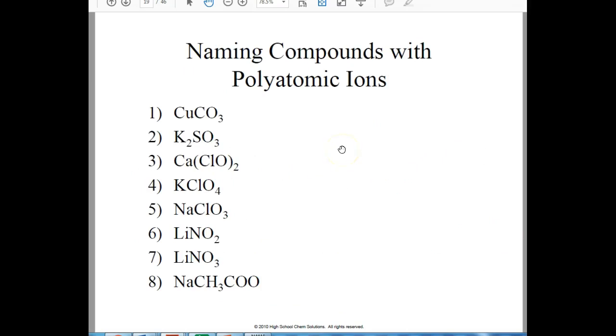Okay, so now we're on this slide, naming compounds with polyatomic ions. So we'll practice writing their names. All right, first we've got Cu, which we know is copper, and then CO3. We look on our sheet. CO3 is carbonate. Right? So we've got copper and carbonate. Now, just like we were doing before, we have to figure out, does copper need a Roman numeral? And if so, what should it be? Well, carbonate, from our table, has a -2 charge, and there's one carbonate right here.